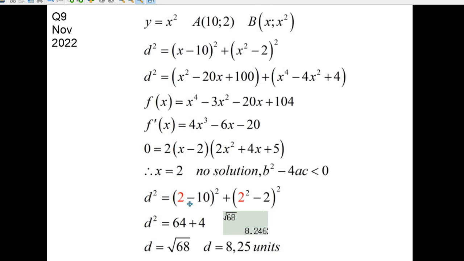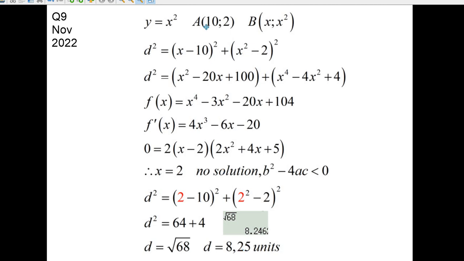So let's figure out the distance. We just take 2 and put it back into this formula we had for the distance squared. And we go 2 minus 10 and 2 squared minus 2. 2 minus 10 is 8, squared is 64. 2 squared minus 2 is 2, squared is 4. 64 plus 4 is 68. We take the square root of 68. The distance must be 8.25 units.